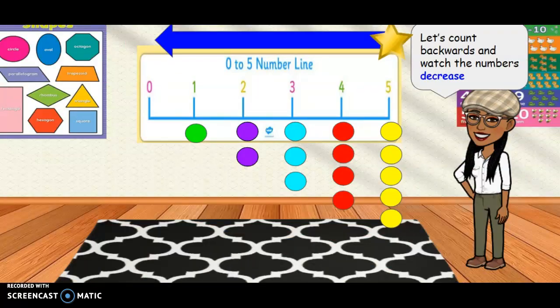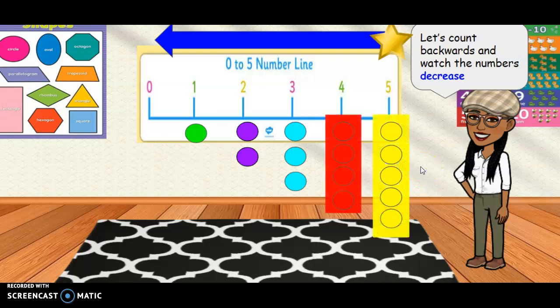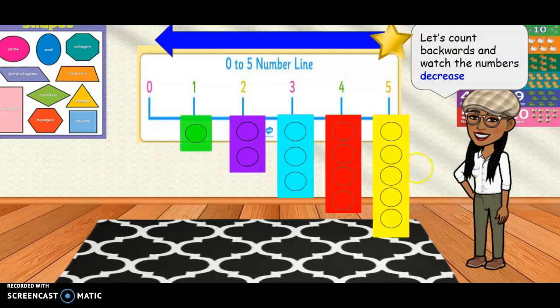So before we start, let's practice counting backwards from 5 and watch the numbers decrease. Ready? Let's begin. 5, 4, 3, 2, 1, and 0. Good job.